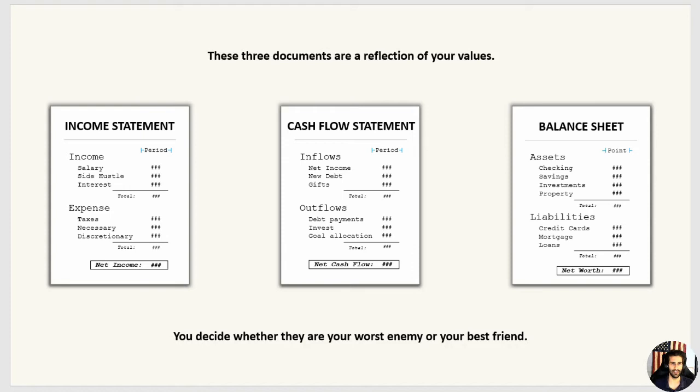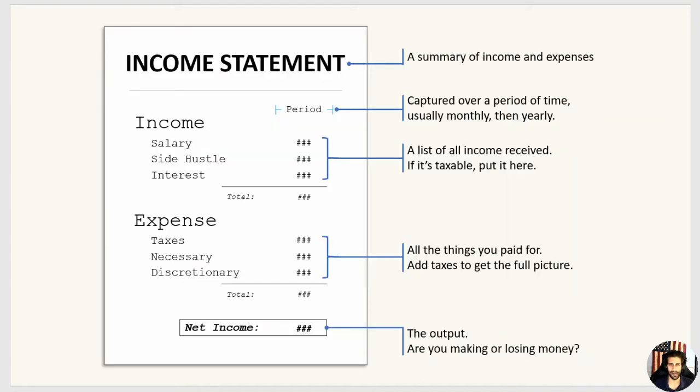So let's take a look at the income statement a little bit deeper. The income statement is a summary of all income and expenses. It is captured over a period of time. So the income statement for June, for example, is going to be all the income received during the month of June and all the expenses taken out during the month of June. And it's just easy to do it over months.